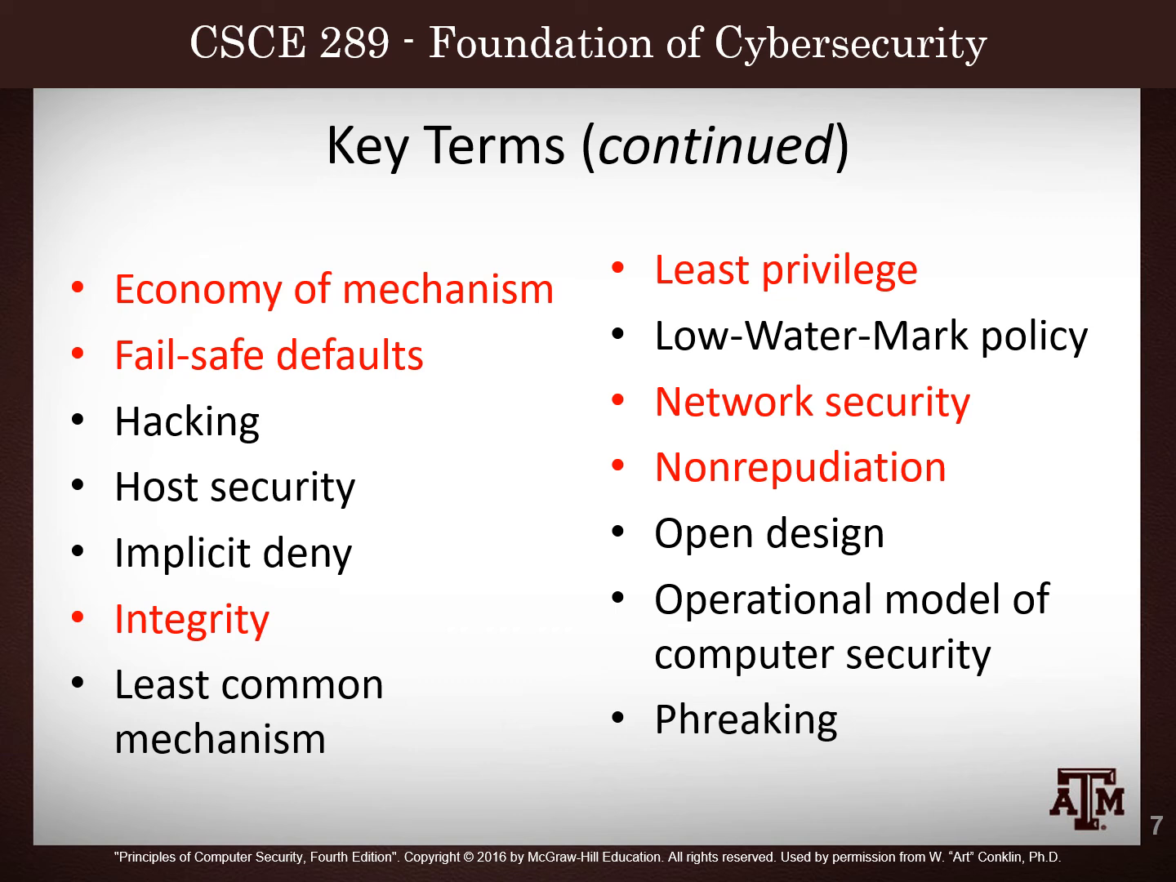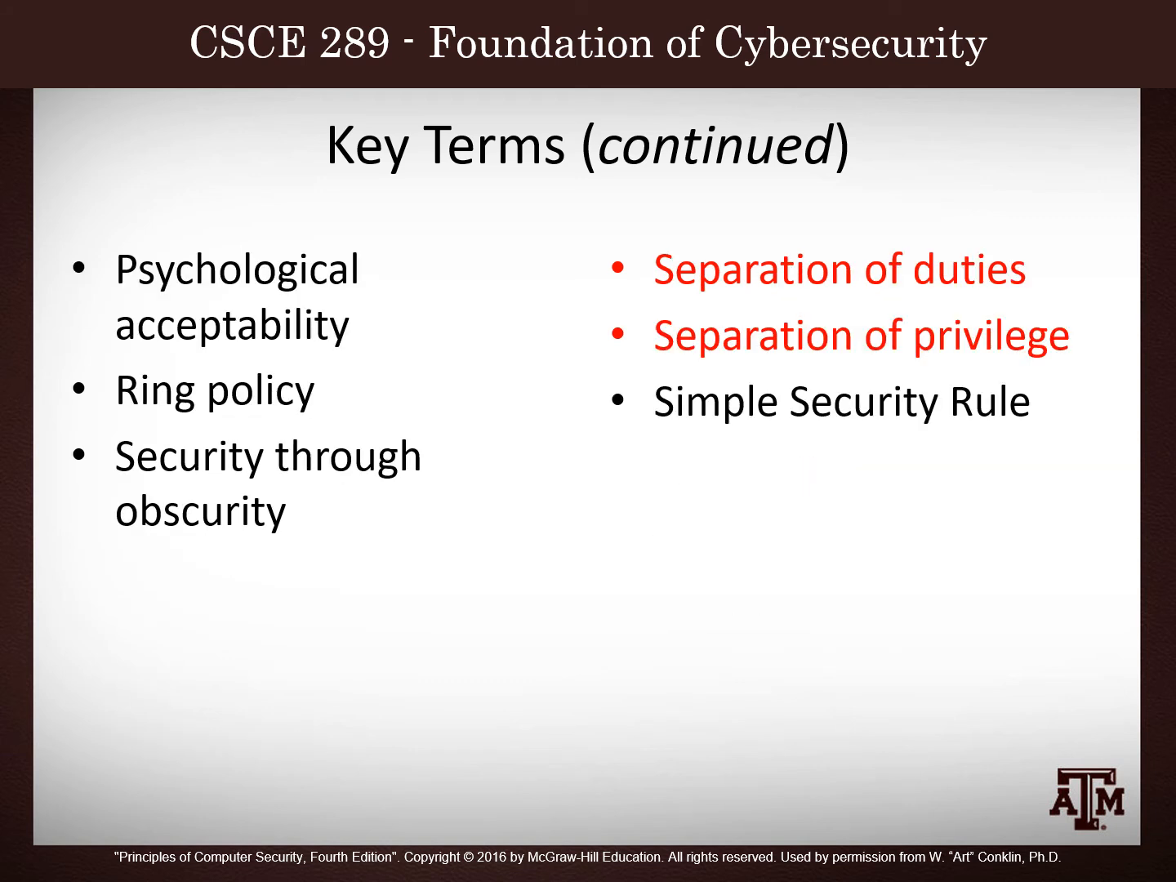I think I skipped one, non-repudiation, which is the ability to verify that an operation has been performed by a particular person or account or entity, and it's a system property that prevents the parties to a transaction, typically financial, from subsequently denying involvement in the transaction. A few more, and we're finished.